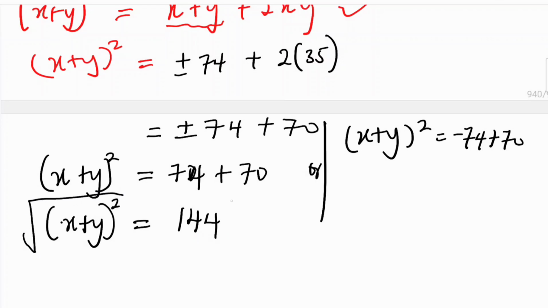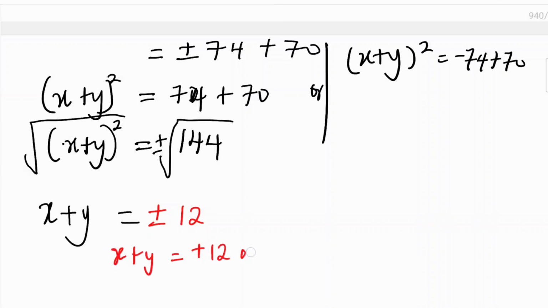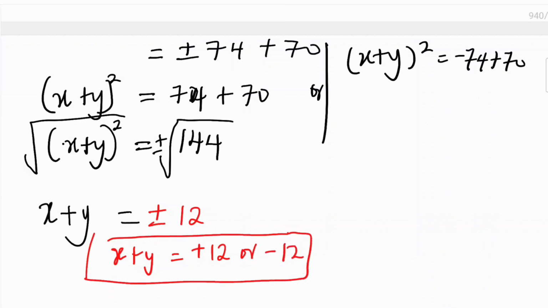To get it, we take the square root of both sides. That also gives a positive and negative solution, showing us that x plus y is equal to the square root of 144, which is plus or minus 12. So x plus y is equal to plus 12 or minus 12 for this solution. That's what we got here. So let's go to the second one.